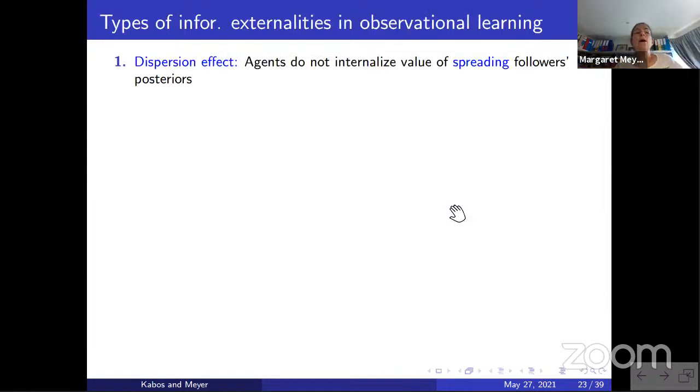Okay, so I'm now ready to turn to identifying the different types of externalities that can arise and in which environments. And as I said, we call the two types of externalities the dispersion effect and the mean effect. I'm going to present them one at a time to make their logic clearest. By the dispersion effect, I mean the fact that agents do not internalize the value of spreading their followers' posteriors.